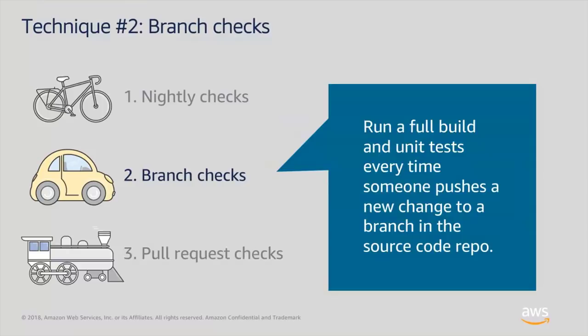So after a developer's committed code, we trigger a build and unit tests to make sure that that branch still builds. So the challenge here is we've automated a little bit more, but it's still after code has been committed to that branch. And if we find out that that build fails, developers are still stuck, and we either have to undo that commit or provide a patch for it.